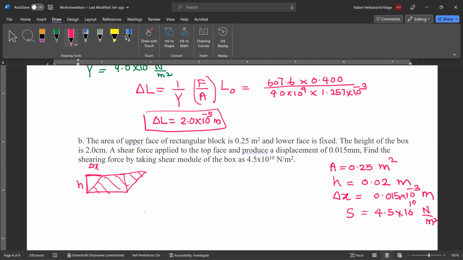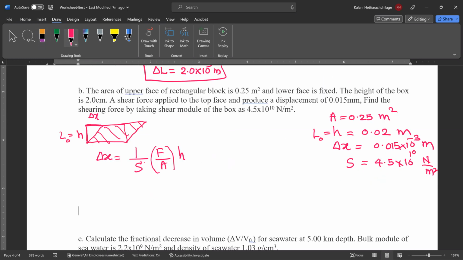All right. So now according to the formula that you learned, delta X will be equal to 1 over shear modulus times F over A. And in this case, it is H, or you can use L naught if you want. H or L naught. Okay, so this is delta X. I need to solve it for the force. That's what the question is asking. Find the shearing force. I need to find the shearing force.